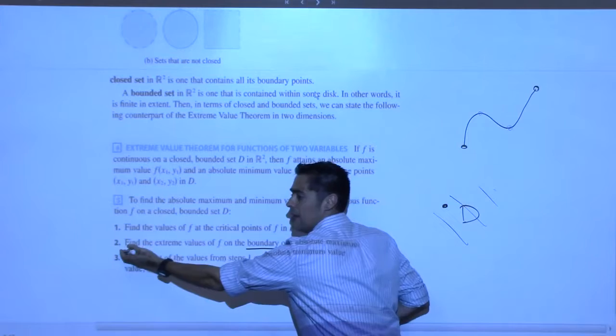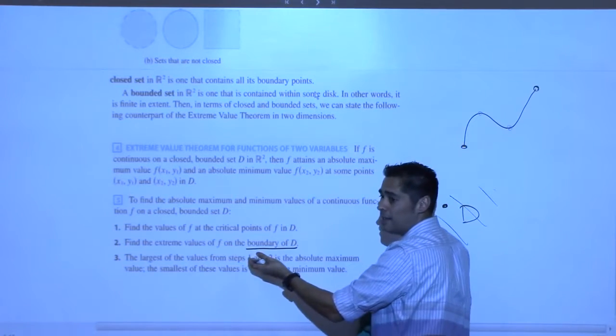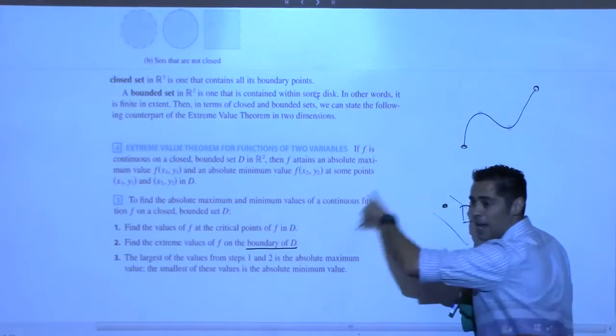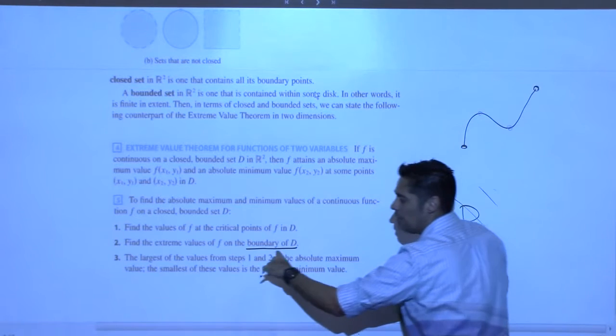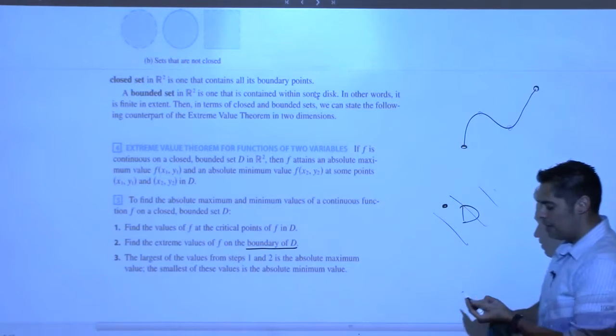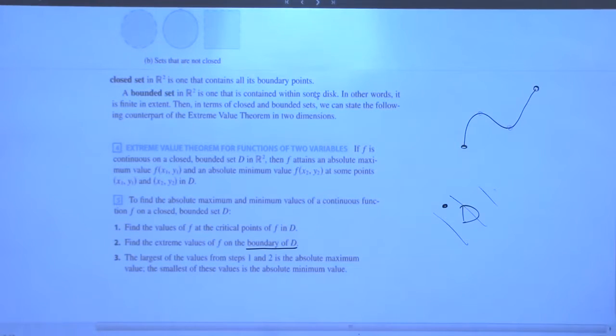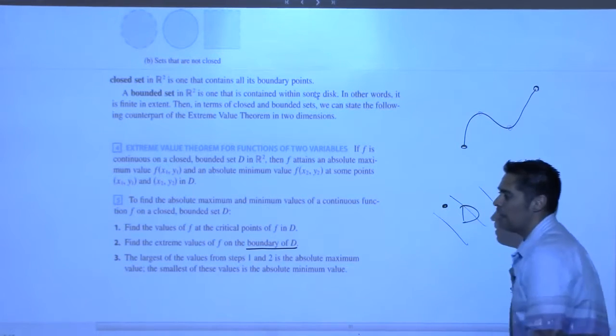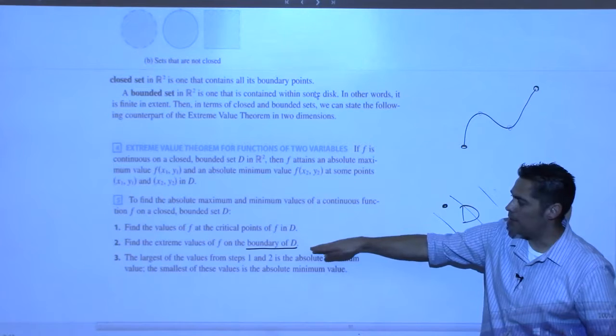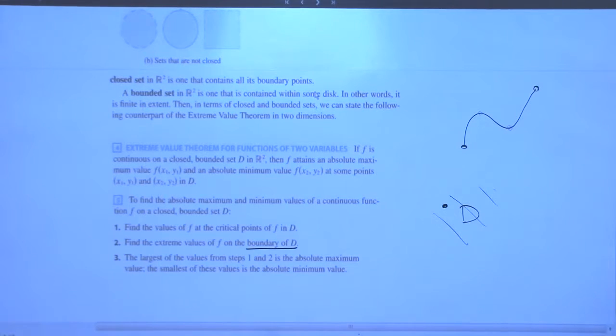We need to somehow evaluate the function, not at the endpoints, because we don't have endpoints, we have a boundary, right? We need to evaluate the function on the boundary and figure out where it's the highest and lowest. That's going to be a little bit troublesome to do. Then we compare our answers from here and here. The largest that we get is our max. The smallest that we get is our min. And that's the procedure. All right?